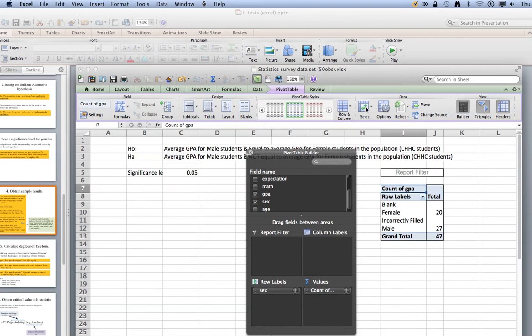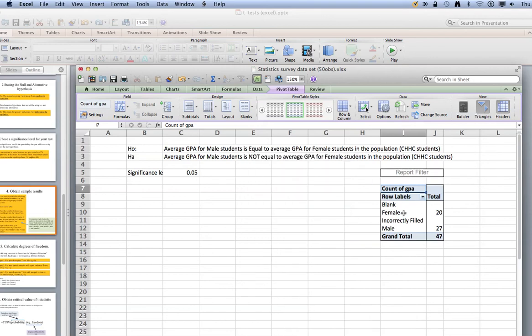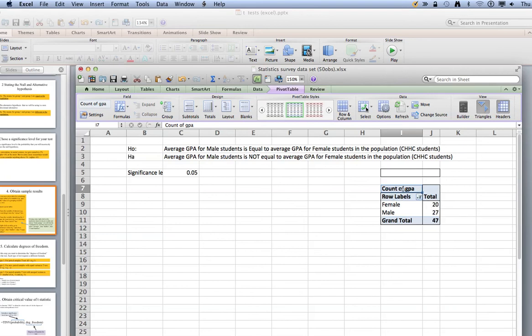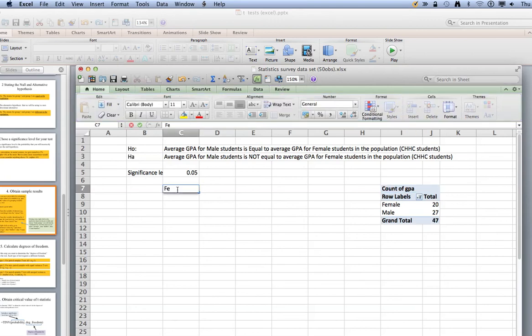Okay, now you can see the table there. It's already done. We have blank observations and those that are incorrectly filled. We're going to filter those out because those guys didn't give us any GPA. So this is the count, right? That is the number of observations there. I'm going to make a little table here to record all these results. Here's going to be the sample size for each group. Now we have for females 20, and for males 27.